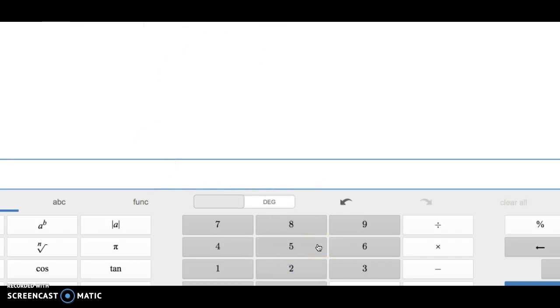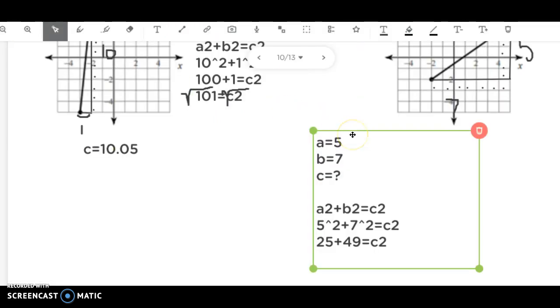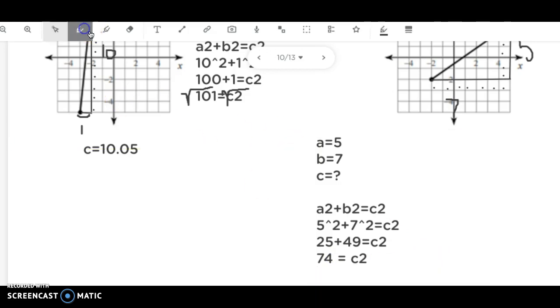I'm not going to act like I'm Mr. Know-It-All Math. I'm going to use this calculator. And it tells me that that's 74, and then the square root of 74 is 8.60. So I'm going to actually show those steps. So that's 74 equals C squared, okay? And then remember, you have to take the square root of both sides. Square root.